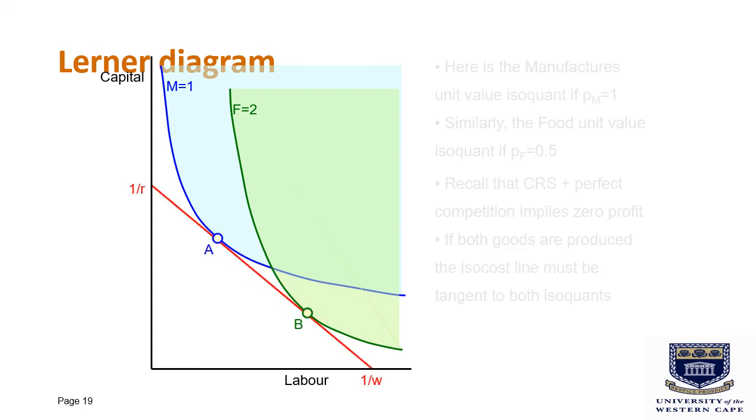That will leave us at point A and point B. That is important. That is why we're keeping the value at 1, so that we can actually find that the unit value isocost line is tangent to both the unit value isoquant of manufacturing and the unit value isoquant of food. And this here is called the Lerner curve. So these assumptions that we made were to derive this Lerner curve, or the Lerner diagram.